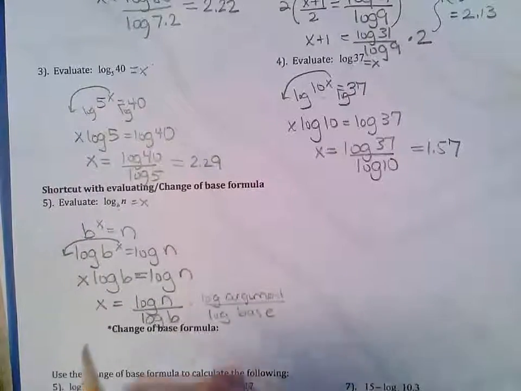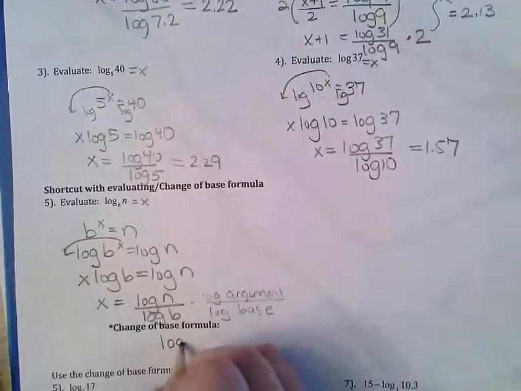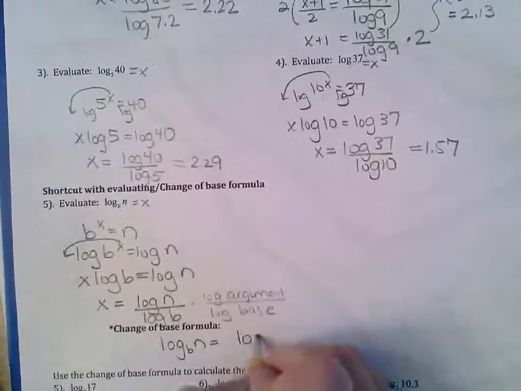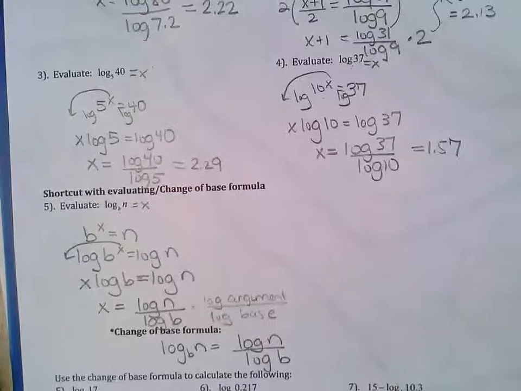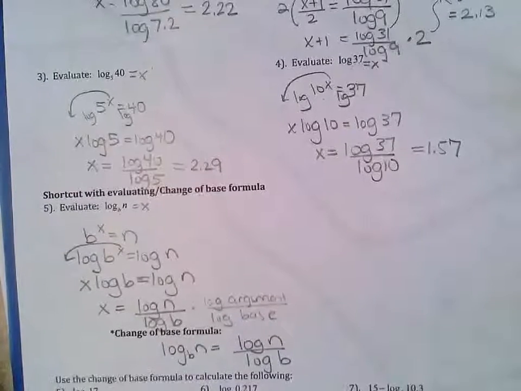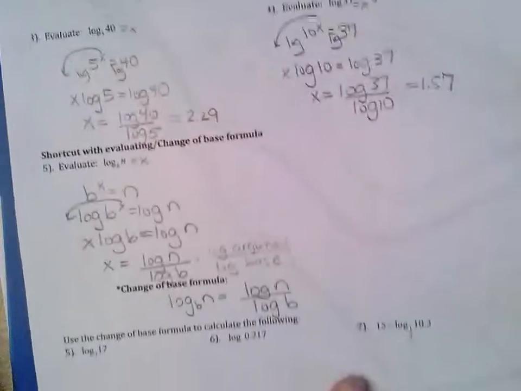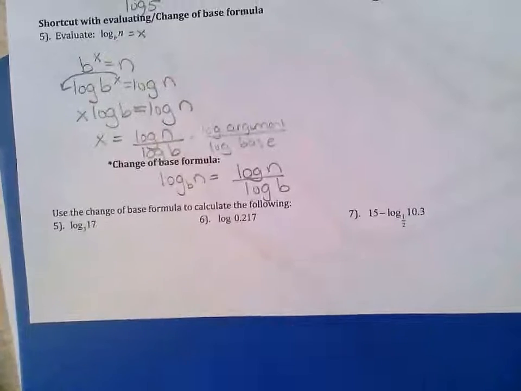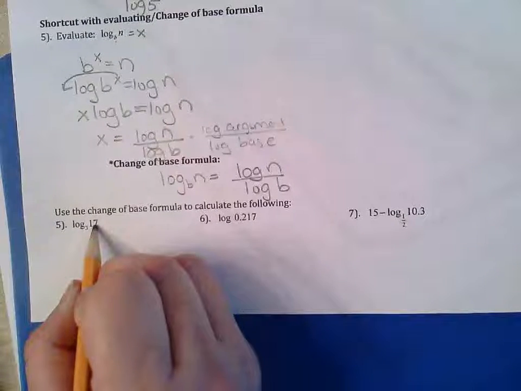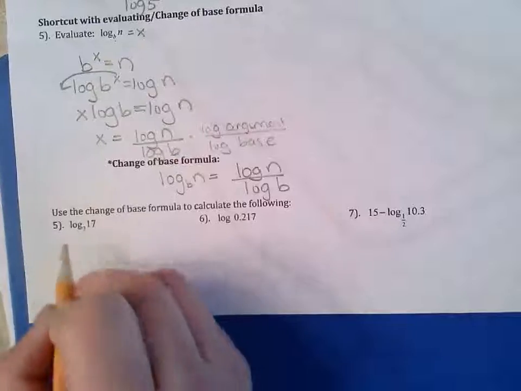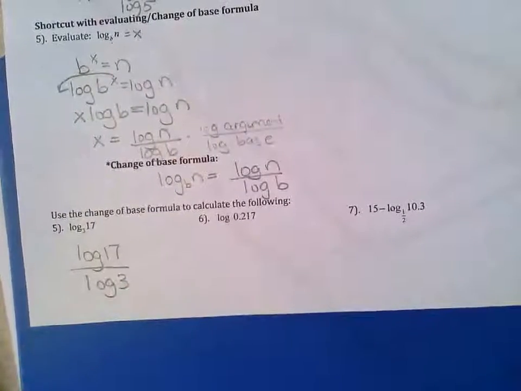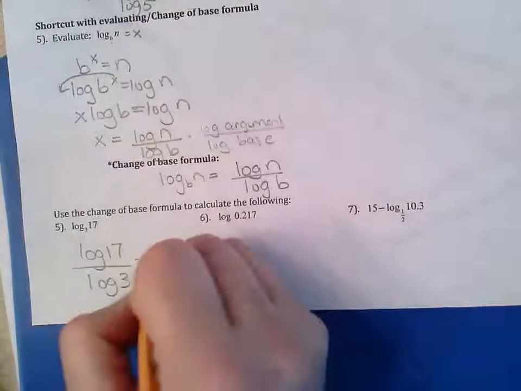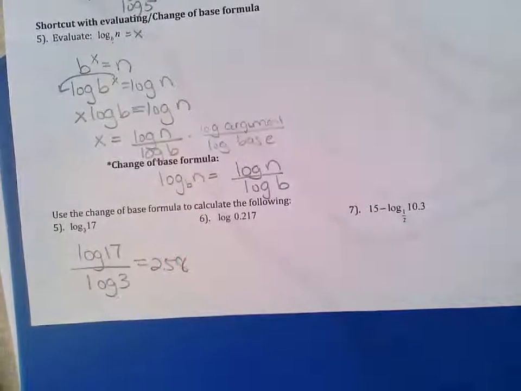So let's write that out as an official formula. Log base b of n equals log of n over log of b. And again, this is a shortcut we'll be able to use for evaluating problems. And I'll use it down in the final 3 examples. So if I'm trying to evaluate log base 3 of 17, this is my argument, this is my base. It'll be log of the argument over log of the base. Log 17 divided by log 3, which in the calculator would be 2.58.